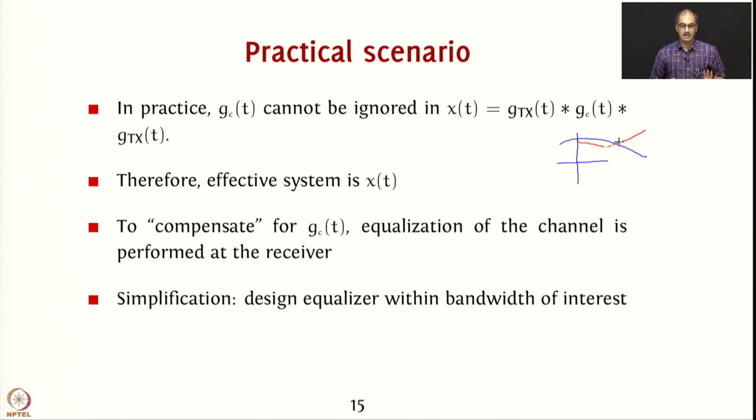But now the simplification which we use is we will assume that in our bandwidth of interest, the channel is actually flat, which means we can ignore GC of t, or there is someone who has designed the equalizer within our bandwidth of interest, which means our raised cosine essentially works.